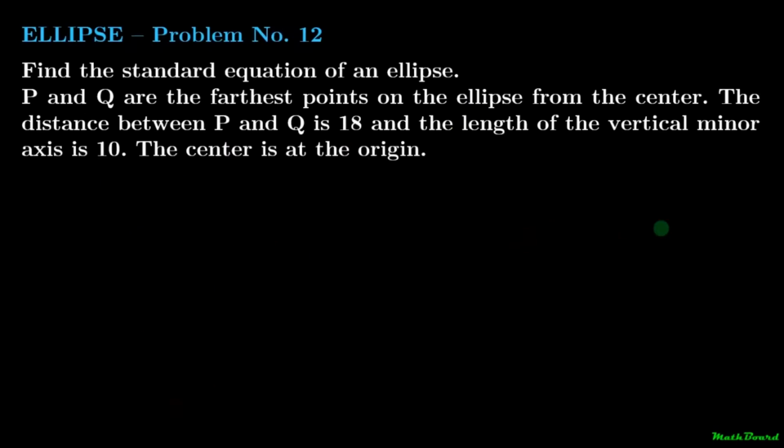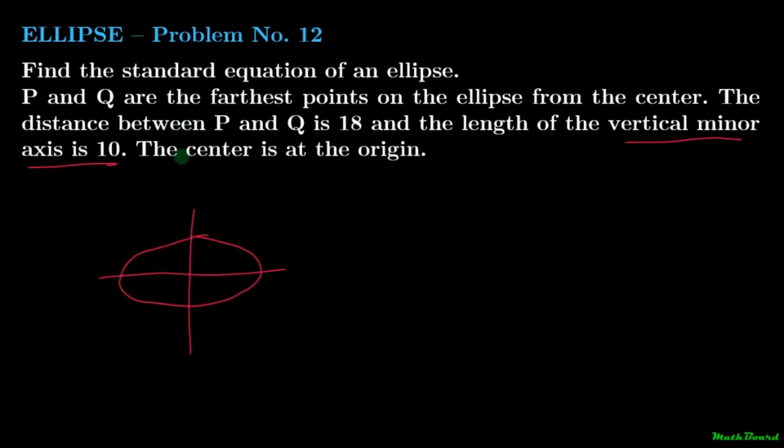Next, let's have this one. P and Q are the farthest points on the ellipse from the center. The distance between P and Q is 18 and the length of the vertical minor axis is 10. Center is at the origin. Take note of this one. The minor axis is vertical, therefore the major axis is horizontal.